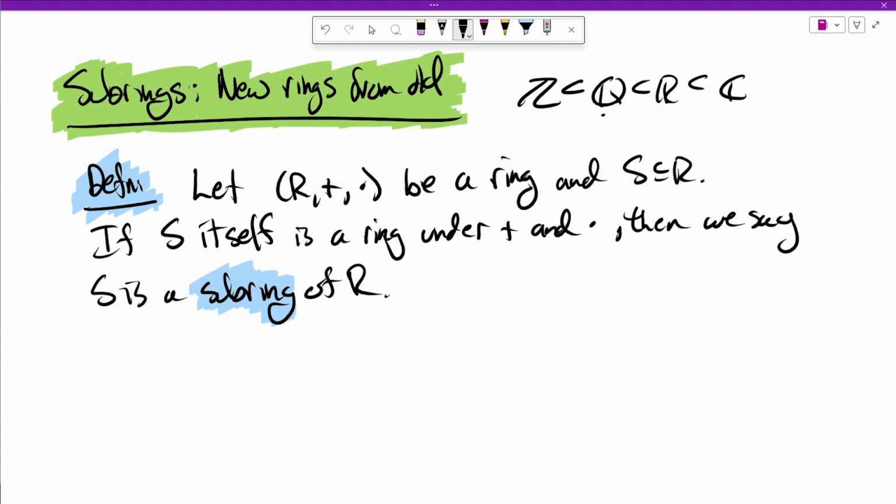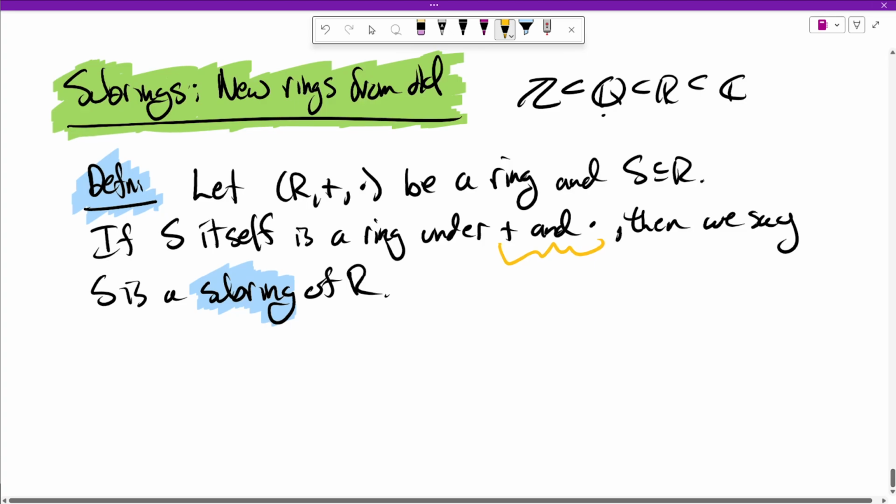So, definition: suppose we have a ring R and we have a subset S of R. If S is itself a ring under plus and multiplication, plus and dot, whatever the plus and dot is for R, then we say that S is a subring of R. So it's a subset which happens to be a ring with the same plus and dot as in R. So it's gifted the addition and multiplication from R. So let's look at some examples of subrings. Let's do a silly example first.